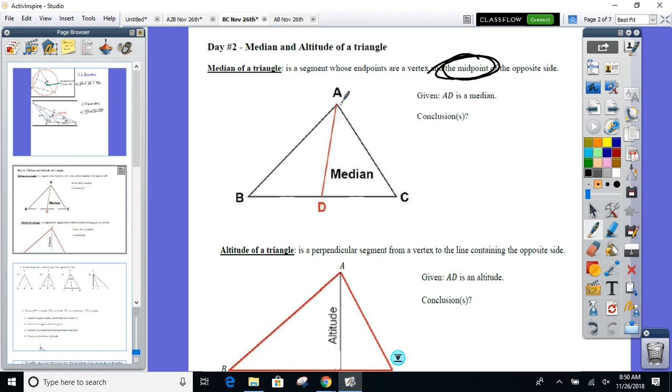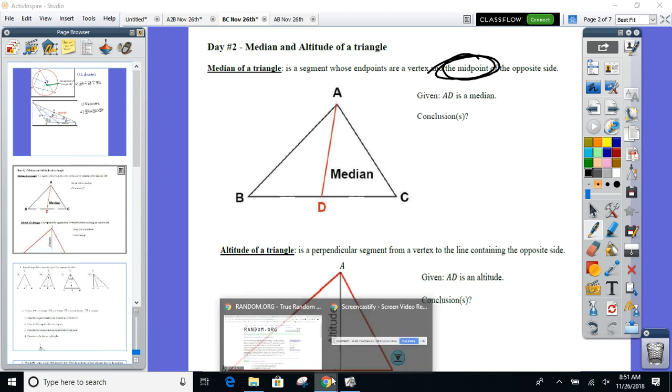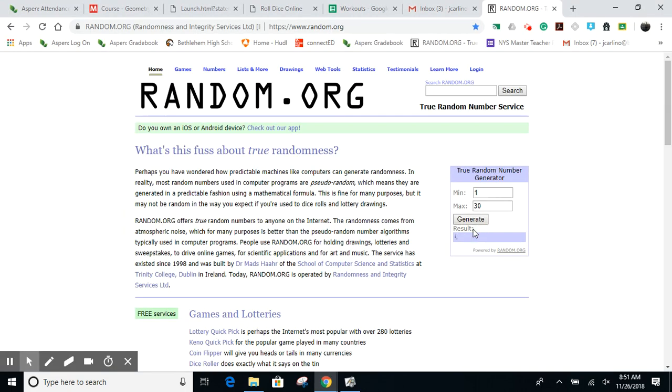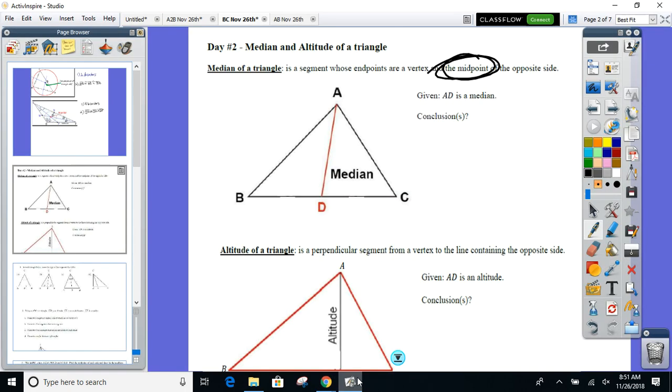So if I tell you in this diagram, AD is a median, starting at a vertex, going to a midpoint, you should be able to tell me something now. One conclusion, at least, if that's a median starting at a vertex to a midpoint. You should be able to tell me one thing up here. Because what do you know point D is? That's the midpoint, yep. So BD is congruent to DC.